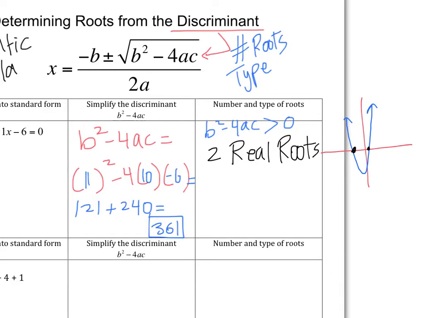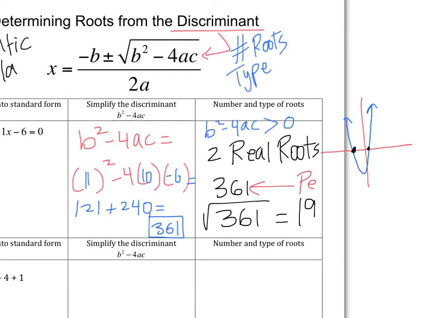Now, after you find how many roots you have and the type, you can also decide whether they're going to be rational or they're going to be irrational. Rational means the radical will go away. Irrational means the radical is going to stay. So let's try to decide whether it's rational or irrational. Let's look at the number itself, 361. Can you square root 361? What will you get if you square root 361? You're going to get 19. So in this case, we say that 361 is a perfect square.